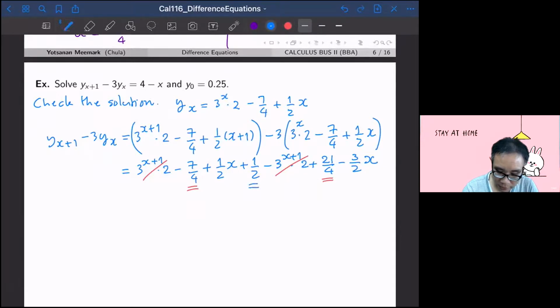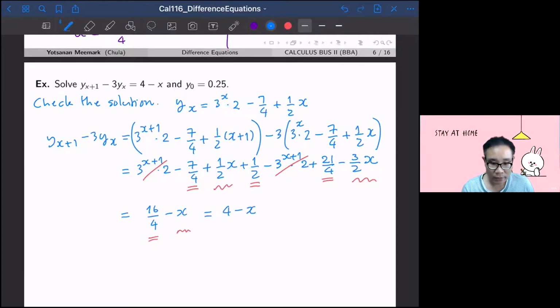Let's combine this guy also. So you have the constants. So you see that it's going to be 14 plus 2, so it's going to be 16 over 4. So this one is the red one. And you have this term and this term. This guy will be minus x. Okay, so this is the term. So you see that it turns out to be correct. Okay, so it's going to be 4 minus x.